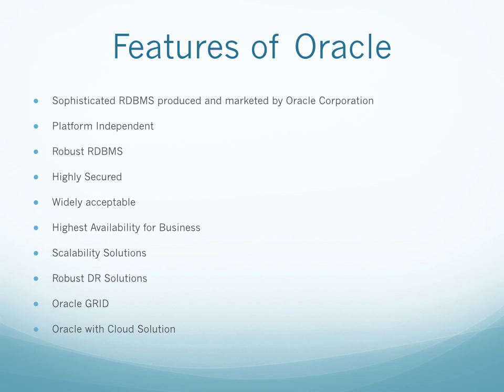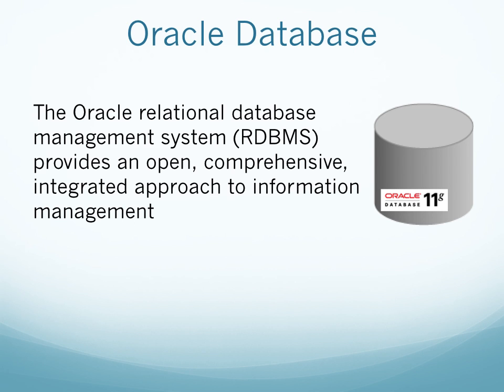Now we should discuss the features of Oracle. It is highly sophisticated, platform independent and robust. It is highly secure and widely accepted throughout the world. It has the highest availability for business. It provides scalability solutions and robust disaster recovery solutions. The latest features of Oracle are Oracle Grid and cloud solutions. What is Oracle Database? The Oracle Relational Database Management System provides an open, comprehensive, integrated approach to information management.